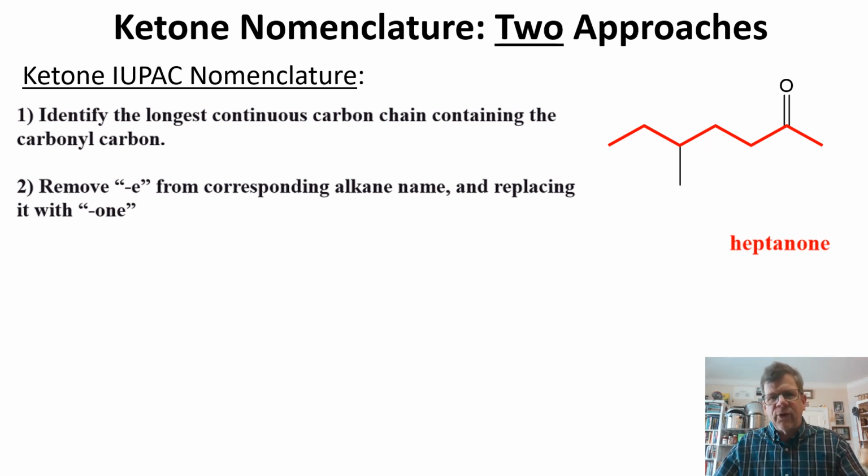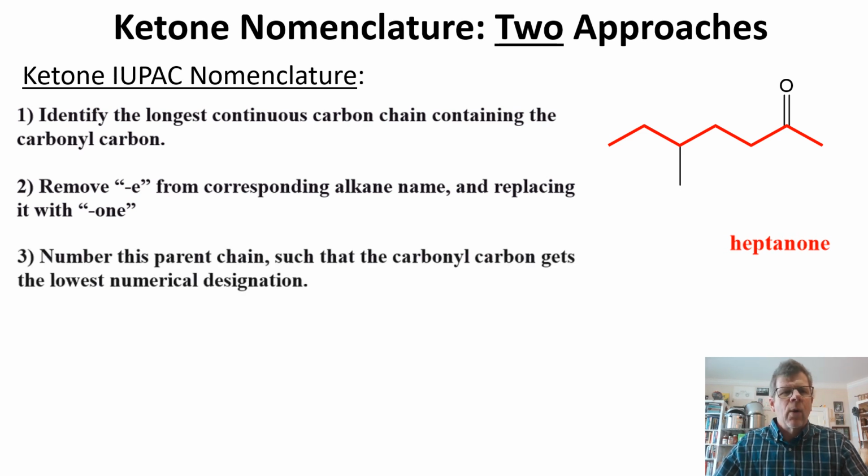So thus, for numbering this, we're going to number the parent chain such that the carbonyl carbon of the ketone gets the lowest numerical designation. Well, look where that carbon is on this structure. It's way over here on the right. So we're going to have to start numbering this from the right because that brings the ketone carbonyl at the lowest numerical designation, that 2 position. If we numbered it the other direction, it would be the 6th position.